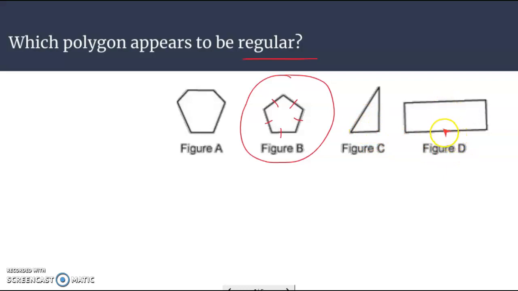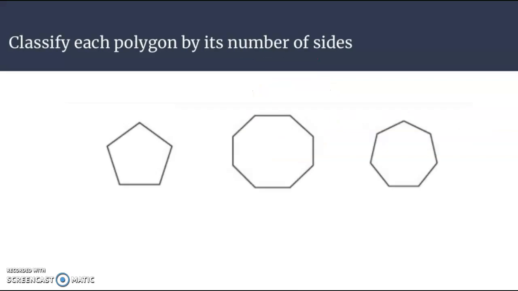Figure D here, the two opposing sides appear to be the same on the opposite sides, but not all 4 of them. So that's why figure B. Figure B is the only one with every single side the same. That pentagon is called a regular pentagon. And then looking at these, we'll classify them. That first figure, 1, 2, 3, 4, 5 sides, pentagon.